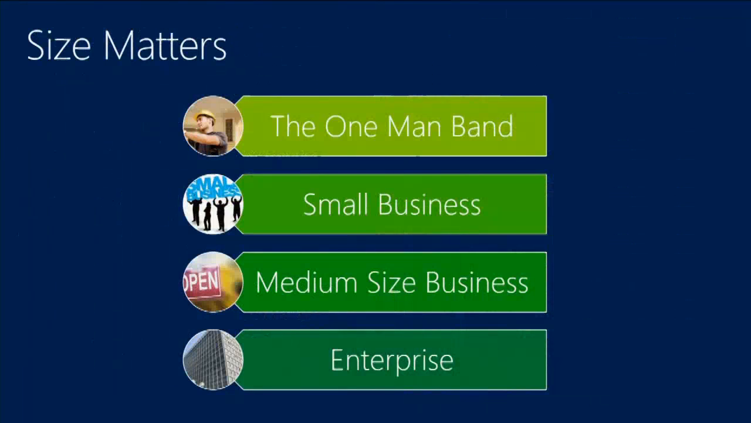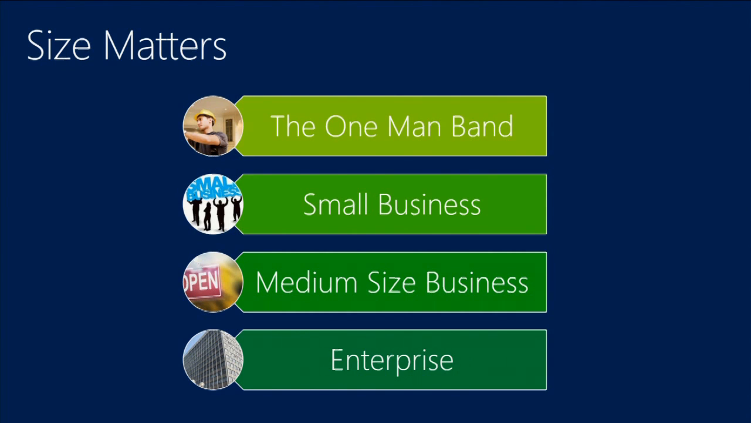Okay, so basically size matters. The one-man band, the Joe Soap, Bob the Builder, he can just use a K-plan. He might want just pop email. He doesn't need all the whistles and bells. The small business, however, maybe 5 to 25 users, a little bit more complex. Maybe they've got a server on site. Maybe they've got a small business server. Do they want to keep it? Maybe, maybe not.